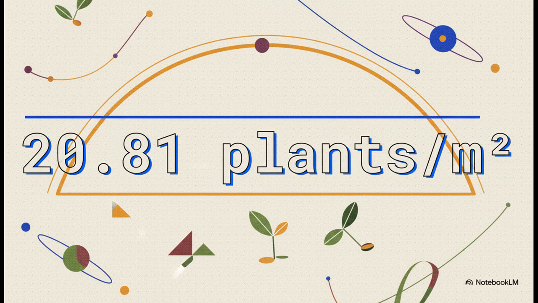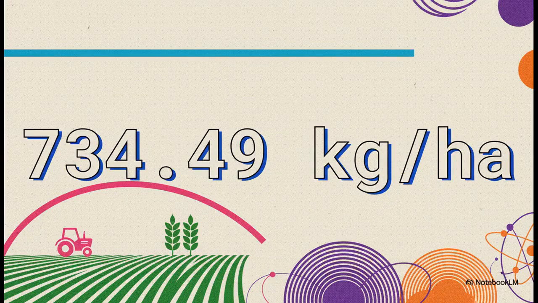It's not just 20, and it's not 21. It's a very specific 20.81 plants per square meter. That is the absolute sweet spot, where the plants have just enough room to thrive without an inch of wasted space. So, what do you get for all that mathematical precision?